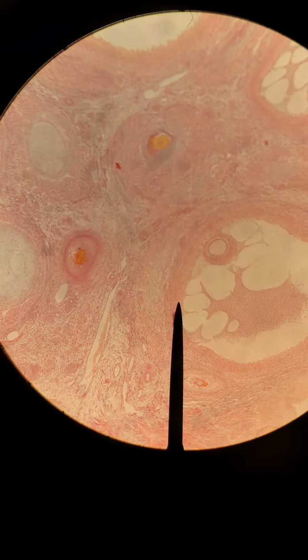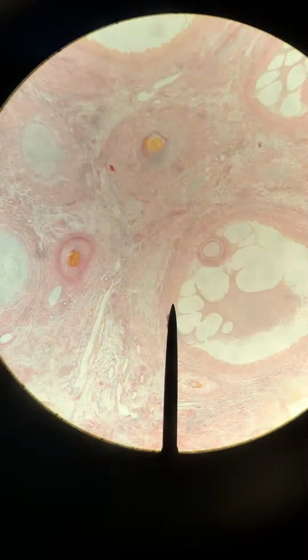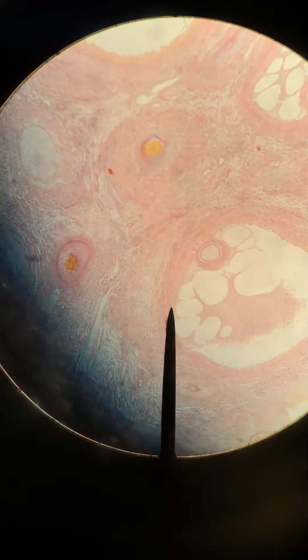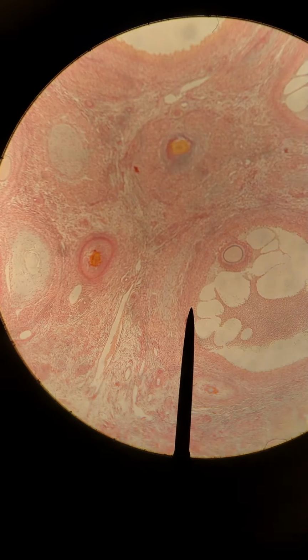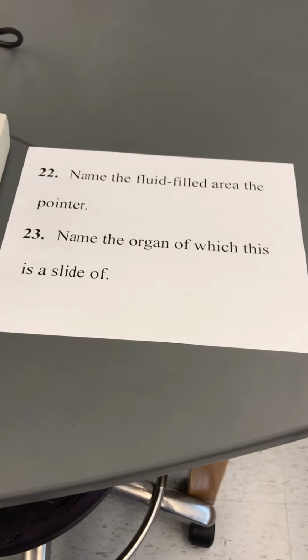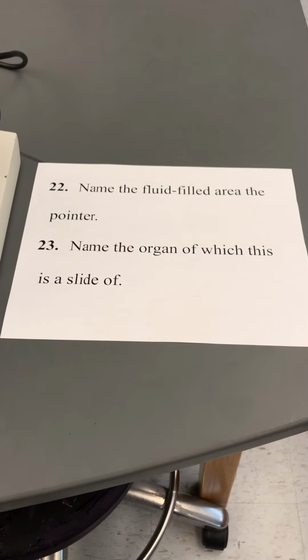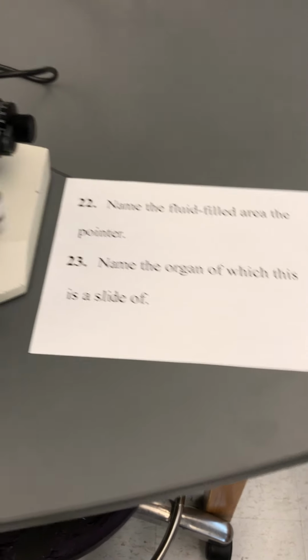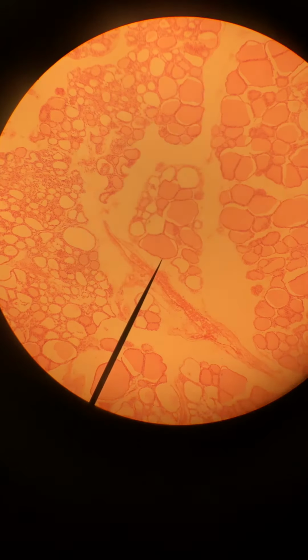Okay, 20, this is a slide of the ovary. And the cells at the pointer, I was looking for either follicular cells or granulosa cells. It's not corona radiata or zona pellucida, that's around the oocyte, which is separate. Okay, 22. Now this slide is a slide of the thyroid. So the fluid area in the thyroid follicles is called colloid.